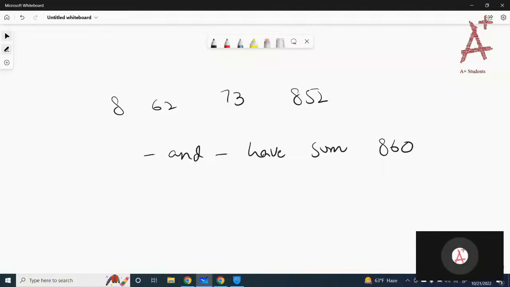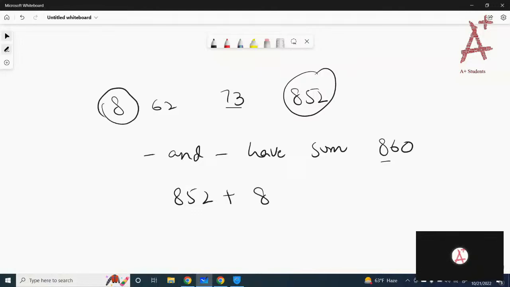860, that means the greatest number is involved. Got it? Now you have to find a number that when added to 852 makes 860. 73 is much greater because the difference is just 8. So it would be 852 plus 8 equals 860. Got it? This way you can find the missing number.